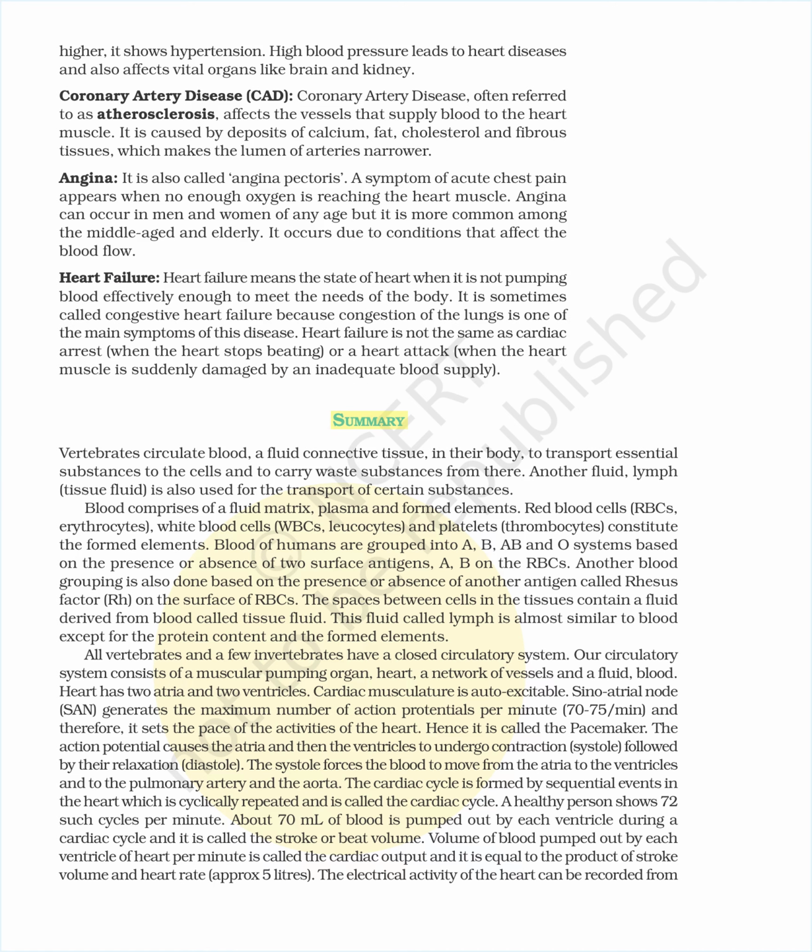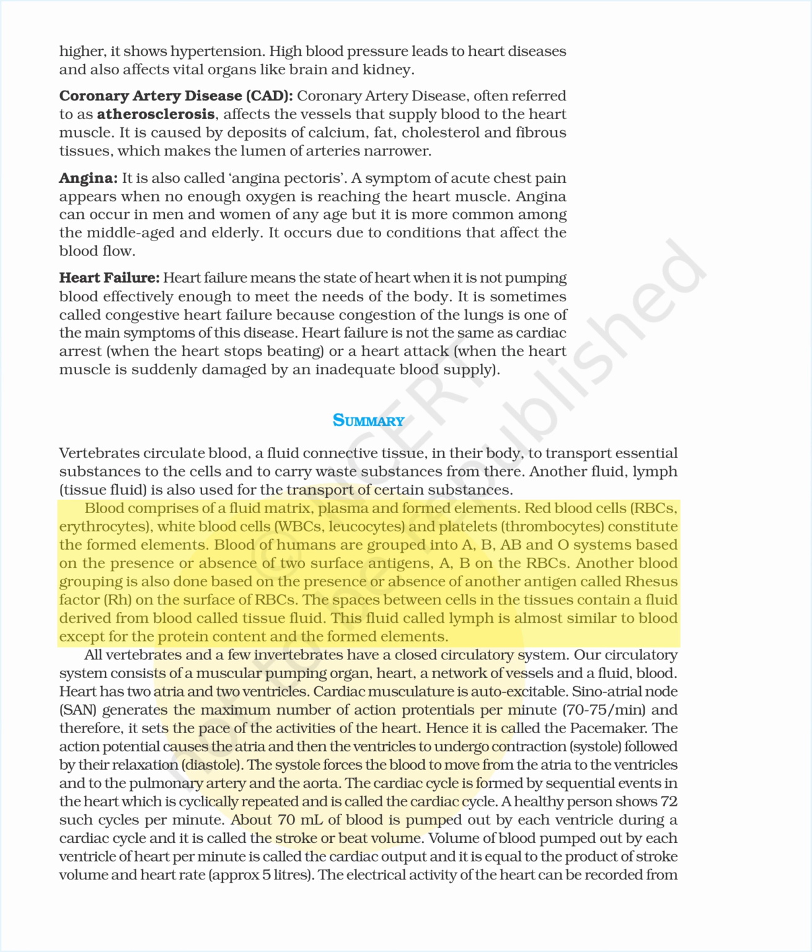Summary. Vertebrates circulate blood, a fluid connective tissue, in their body, to transport essential substances to the cells and to carry waste substances from there. Another fluid, lymph, tissue fluid, is also used for the transport of certain substances. Blood comprises a fluid matrix, plasma, and formed elements. Red blood cells, RBCs, erythrocytes, white blood cells, WBCs, leukocytes, and platelets, thrombocytes, constitute the formed elements.